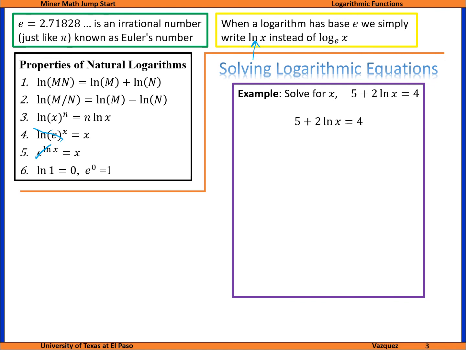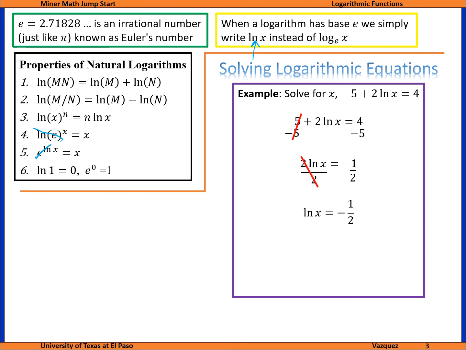Just like any problem, we want to isolate the x. So first things first is we're going to subtract 5 from both sides so that these can cancel out. And 4 minus 5 is negative 1, so we get left with 2 ln x equals negative 1. Next, to get rid of that 2 next to ln x, we'll divide both sides by 2. Those cancel out, and we're left with ln x equals negative 1/2.